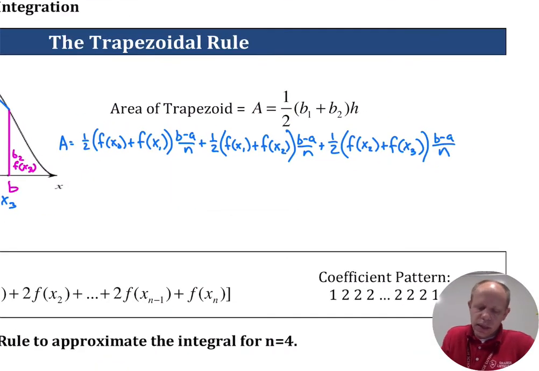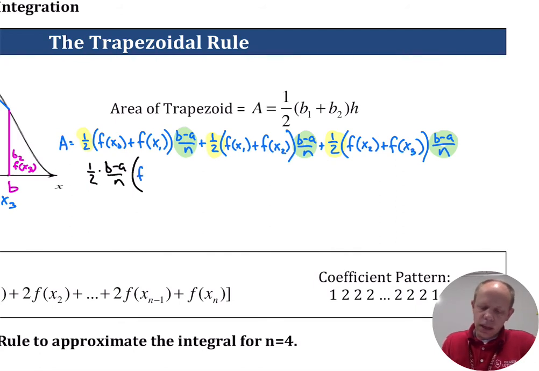And what you're going to notice is all of them have a common 1/2 there. So we're definitely going to have that 1/2. And then all of them also have a (b minus a) over n, which is that delta x, or the height of that trapezoid. So we're going to have times (b minus a) over n. And now we're going to add everything up on the interior.